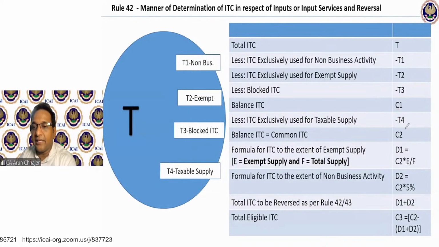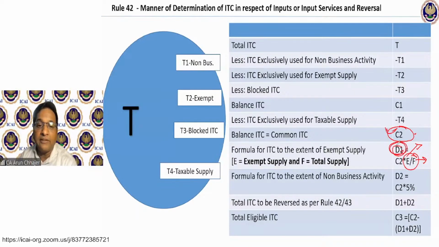So let me identify C2. C2 multiplied by E by F. What is E? Turnover of exempt supply. What is F? Turnover of the total supply. You multiply and then you calculate D1. D1 means the ITC which is linked to the exempt supply.